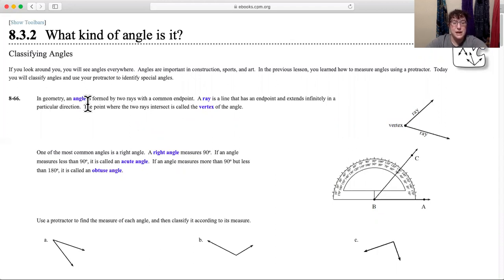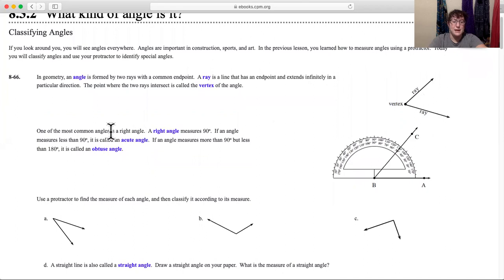So it says in geometry, an angle, vocab word, is formed by two rays with a common endpoint. A ray is a line that has an endpoint and extends infinitely in a particular direction. So this is one ray, goes on infinitely. This is another ray, goes on infinitely. The point where two rays intersect is called the vertex of the angle. Here's your vertex.